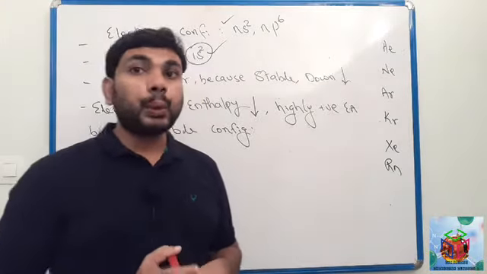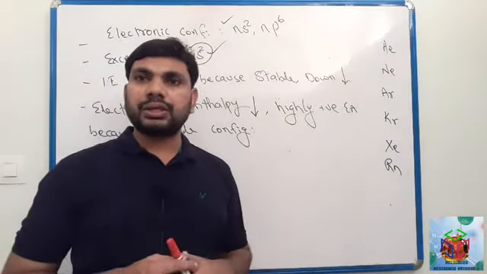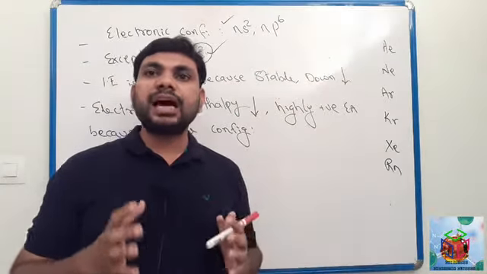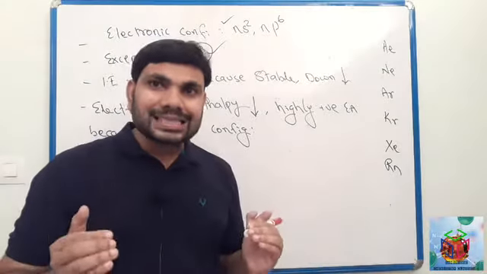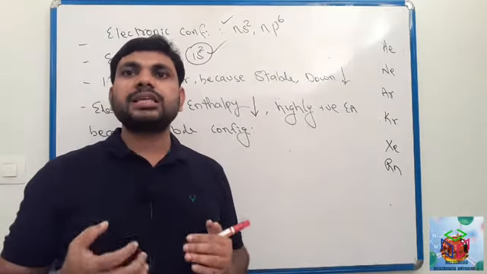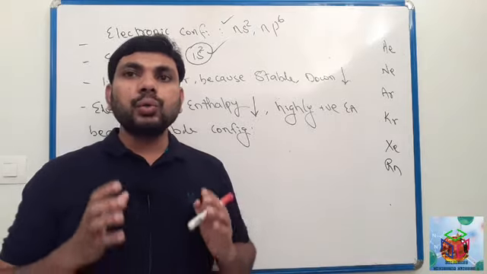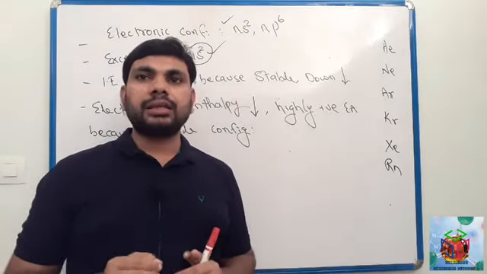Next, we have to understand electron gain enthalpy. We discussed that group 18 elements have a stable electronic configuration. So they have less tendency to accept an electron. So group 18 elements show less electron gain enthalpy.